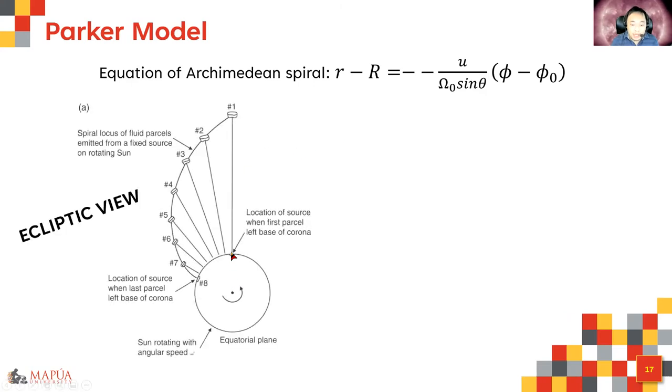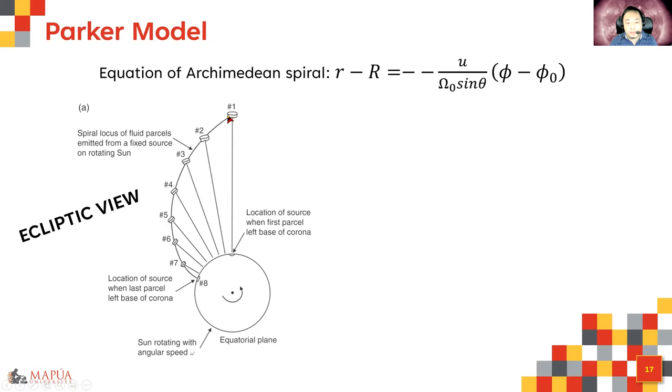Okay, so for example, for one parcel that is emitted here, at this location where it continuously emits particles, while this particle is being ejected radially outward, the sun at the same time rotates. So this is the result of that particle motion. This is particle 7, particle 6, 5, 4, 3, 2, 1. So this particle is the first one that was emitted at this point. But as the sun rotates in this direction, continuously, this location emits particles.